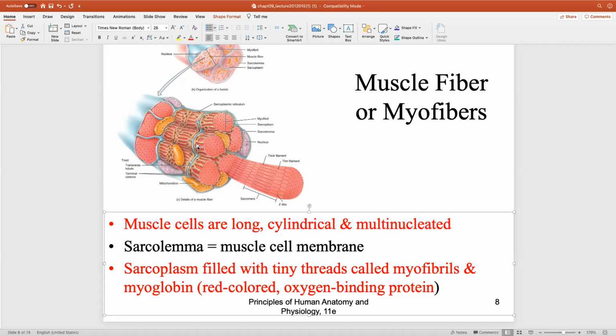What else? In the sarcoplasm, we're going to have lots of myoglobin, a red-colored oxygen-binding protein. Not only will we see myoglobin, but we'll also see lots of glycogen. So we have lots of glycogen, lots of myoglobin. Perfect. It allows the muscle to contract for a few minutes at a time before it requires fuel from the bloodstream.